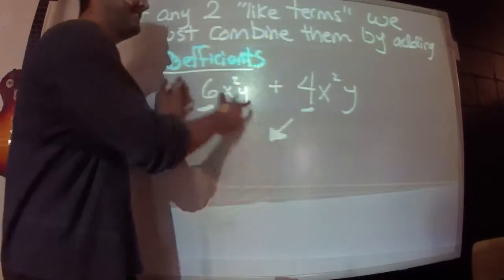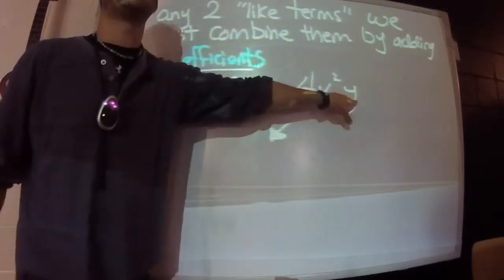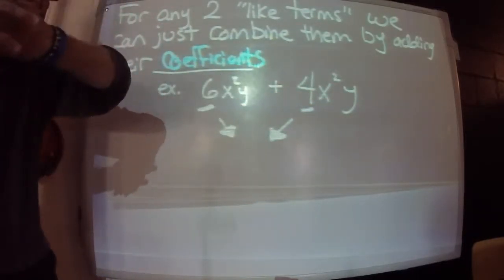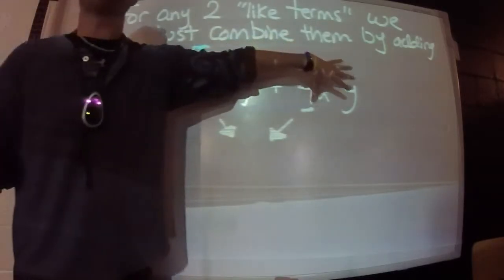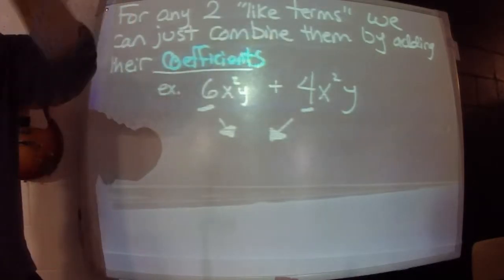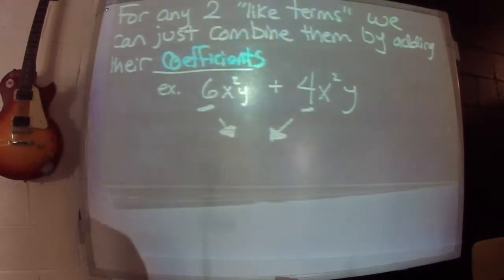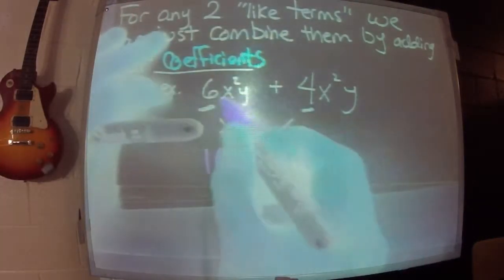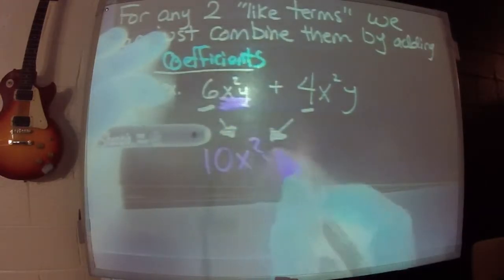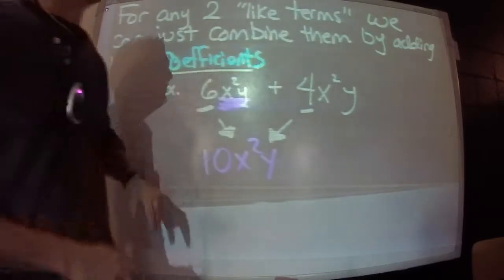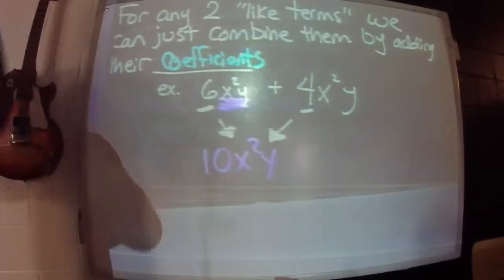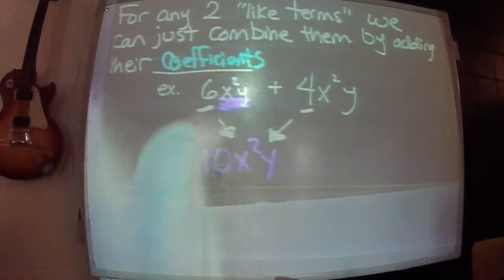4. So this is an x squared y and this is an x squared y. If I want to put these two together, I'm just going to add their coefficients. I got 6 of them here and I got 4 of them there. So how many do I have total? I got 10 of them. I got 10 x squared y's. So together I've got 10x squared y's.